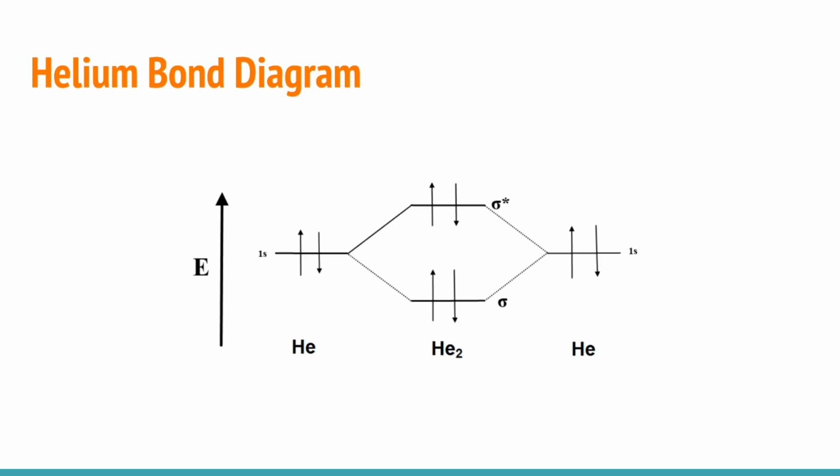If you recall the equation for bond order, you should be able to work out that the bond order is 0. This is because helium has a noble gas configuration and can exist as single atoms.